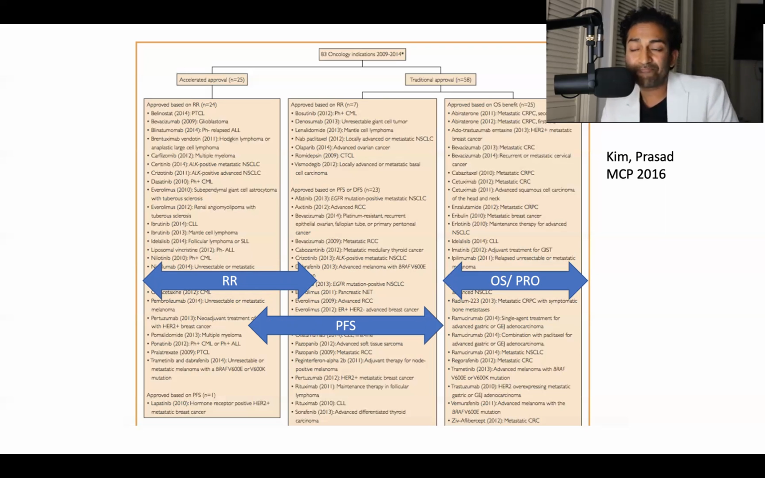Very rarely do they give you an accelerated approval for a PFS benefit. We saw that with Avastin in breast cancer, for instance. That was an accelerated approval back there in, I think, 2008, 2009, based on a PFS benefit.